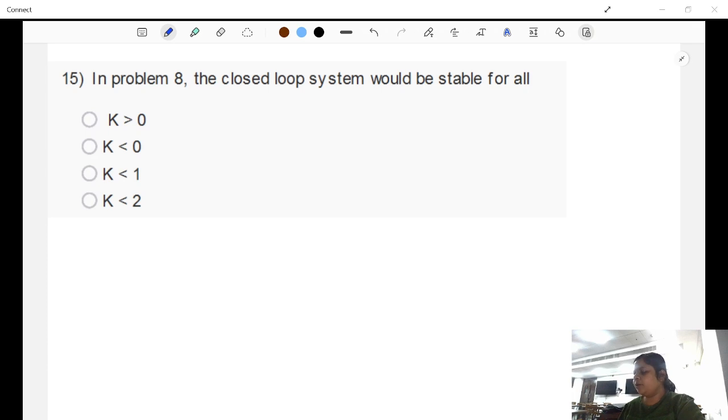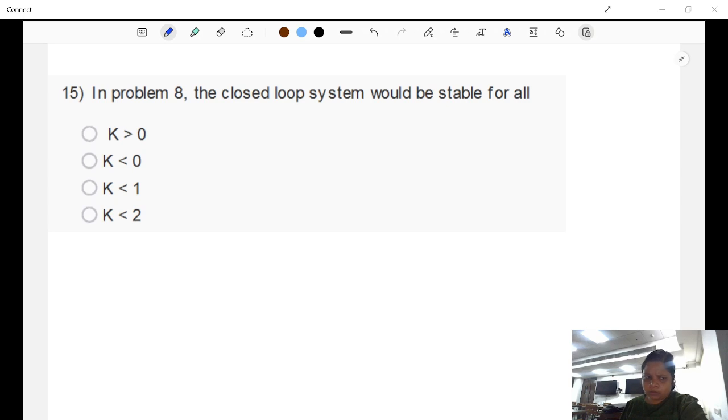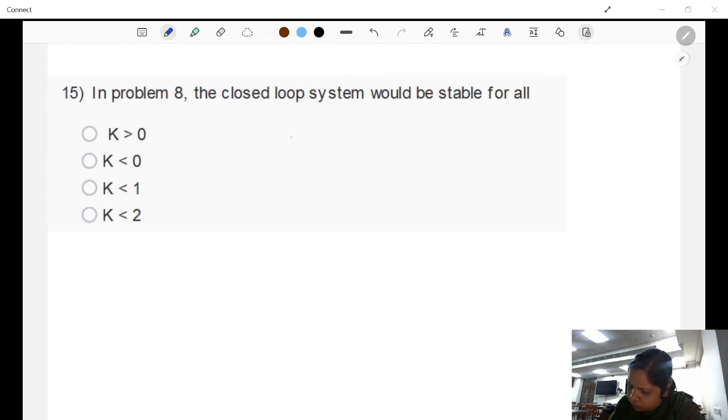In problem 8, the closed loop system would be stable for what? If we want to find out for what the closed loop system would be stable, then what we can do here is write, so your OLTF was what?